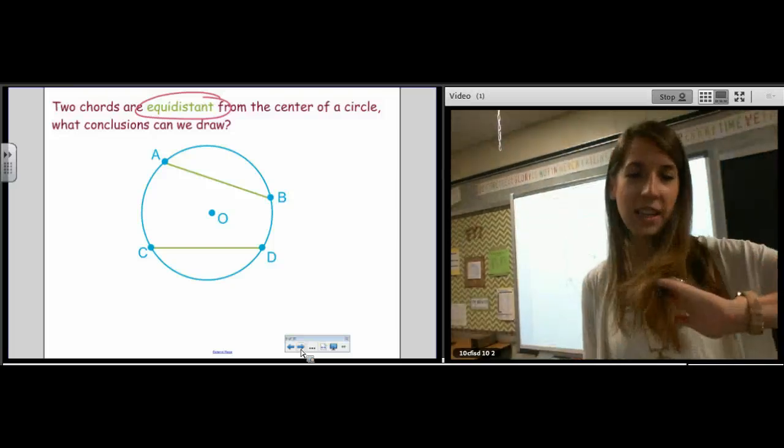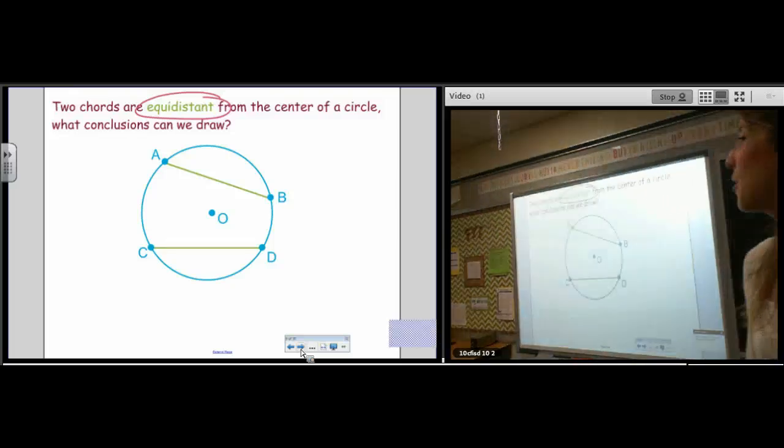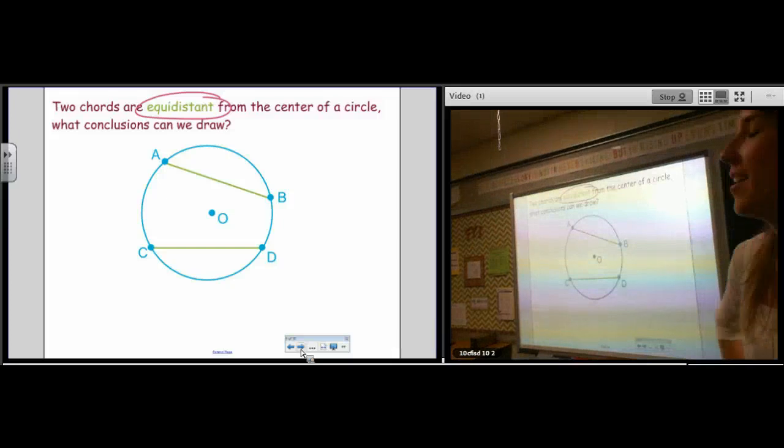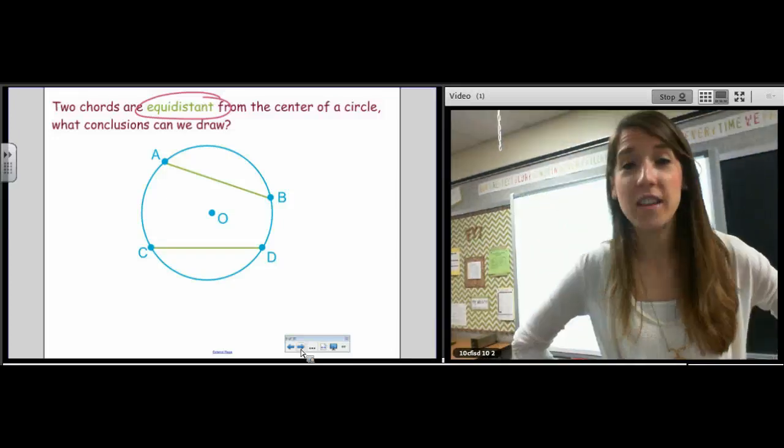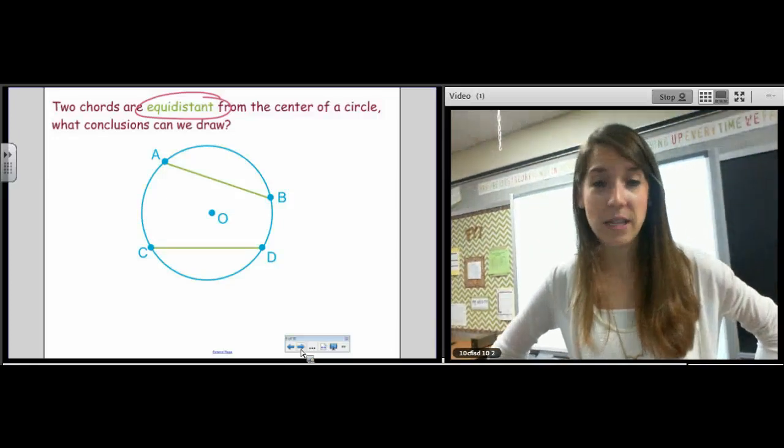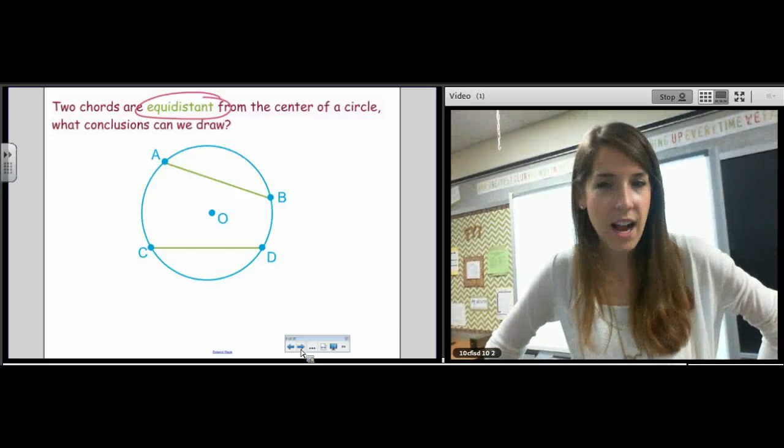Okay, Helaman, that was a good insight. Quan says that they are the same length. Quan says that if two chords are the same distance from the center, they must be the same length. Does that kind of make sense?